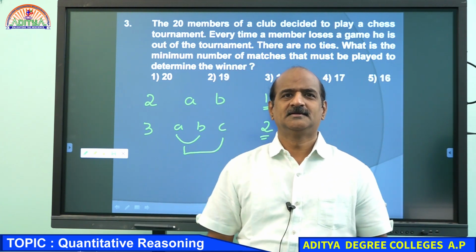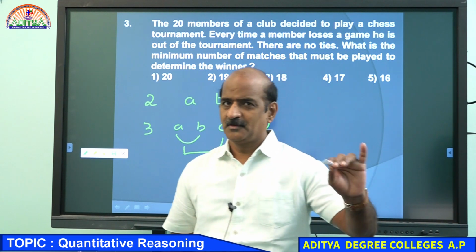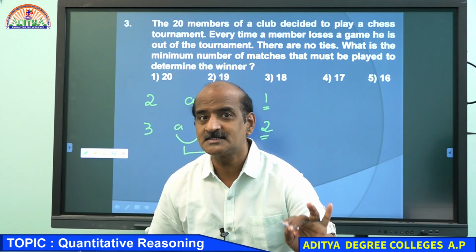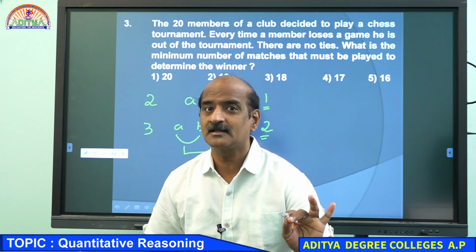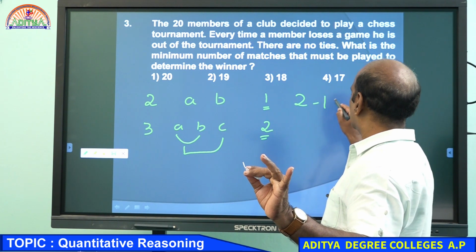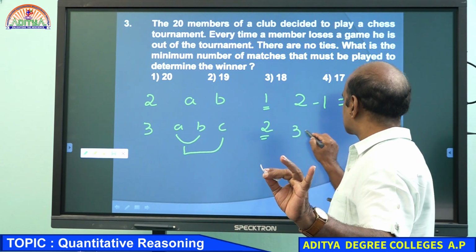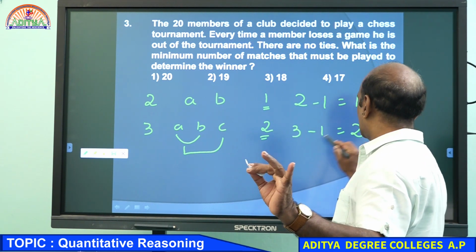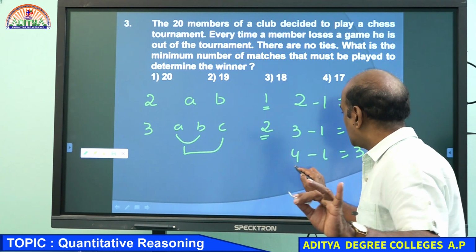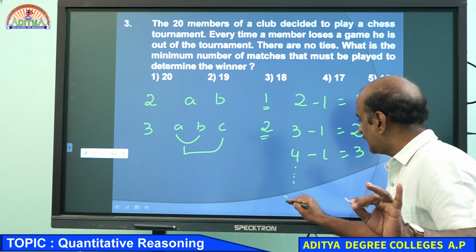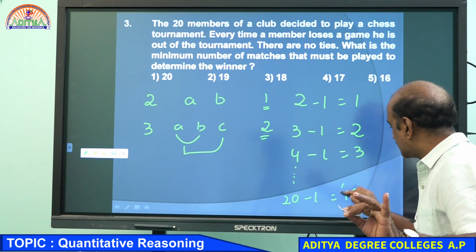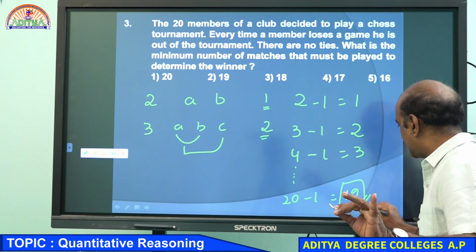If there are 2 persons, one match is enough. If there are 3 persons, 2 matches are sufficient to decide the winner. You understand? If there are 4 persons, 3 matches are sufficient. And like that, if you go ahead, when there are 20 players, we require 19 matches to be played.